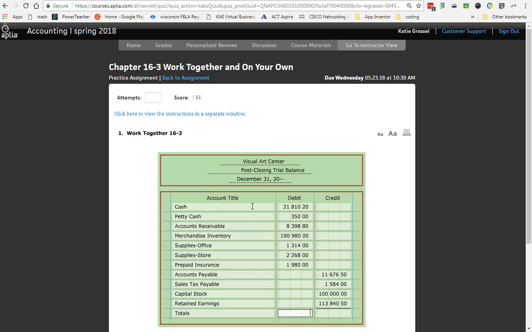Once you've plugged in all your numbers, you're going to put the word totals on there because you're going through and adding up. Then you're going to add up your debit column, and then you're going to add up your credit column. And when the debits and credits equal, you do your happy little accounting dance.